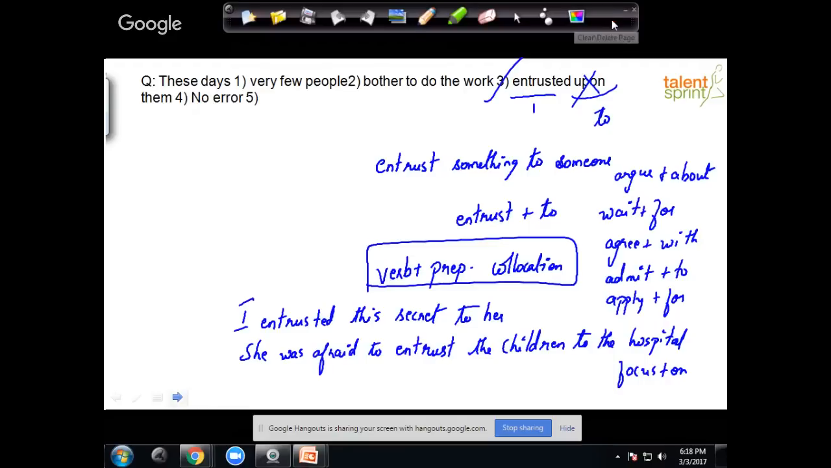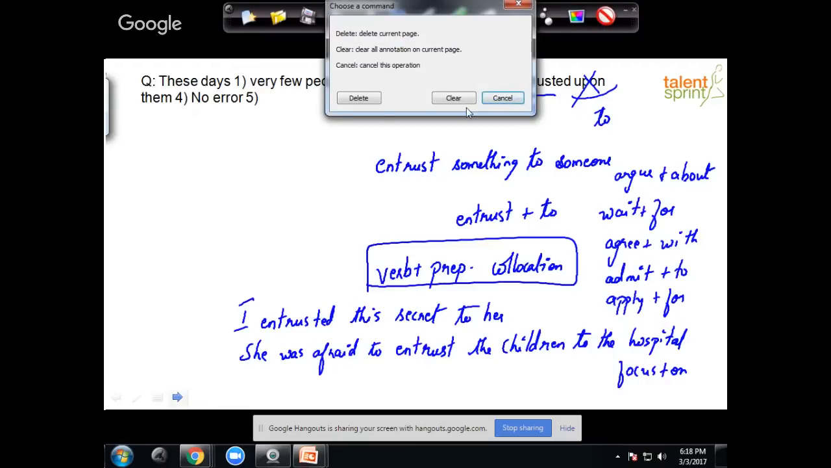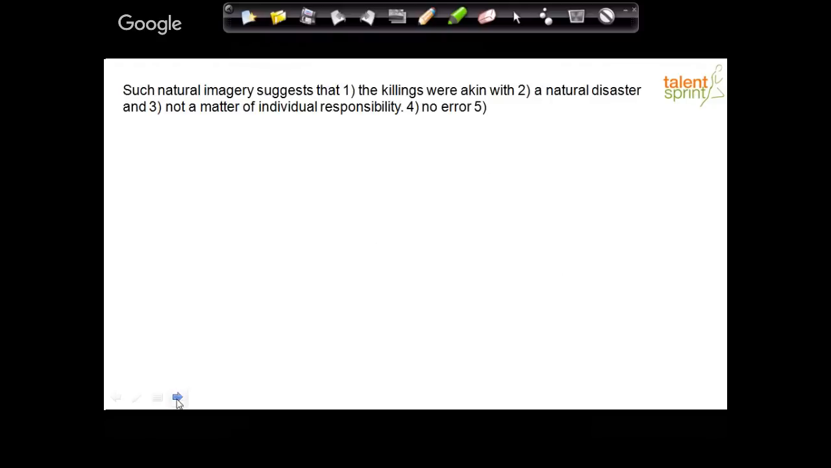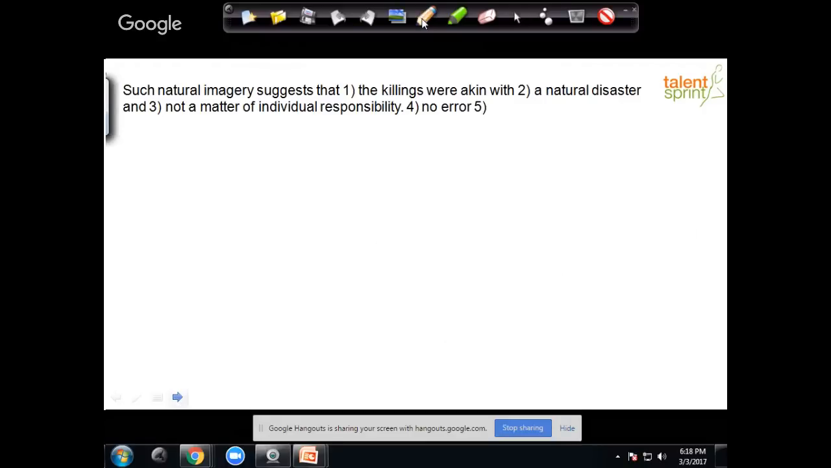Let's look at one more in the same context, right? Collocations. Now, collocations are many, right? This one is verb plus preposition. Let's see if you're able to identify. I'll give you the clue: there is a collocation here that is incorrect in this given context in front of you. But I won't say what the collocation is. It's a different collocation, not verb plus preposition. Let's read the context. Such natural imagery suggests that the killings were akin with a natural disaster and not a matter of individual responsibility.